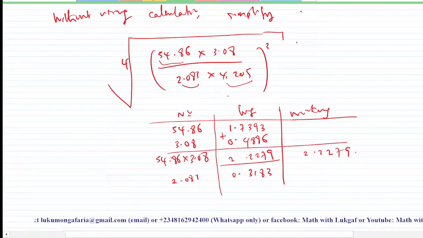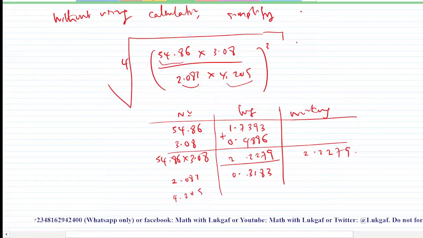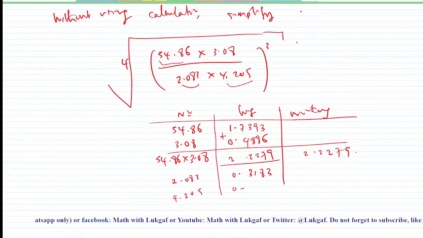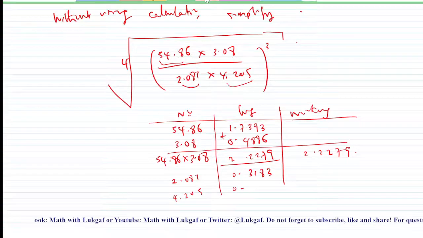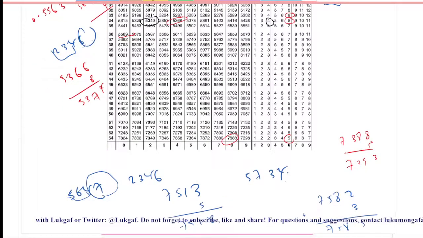3183. Then you check the second one too, that's 4205. Your characteristics part is 0. Then if you check the logarithm, that's 42 under 0 difference 5. 42 under 0, that's 6232. Difference 5 is what? What corresponds to difference 5 is 5. That's 6237.